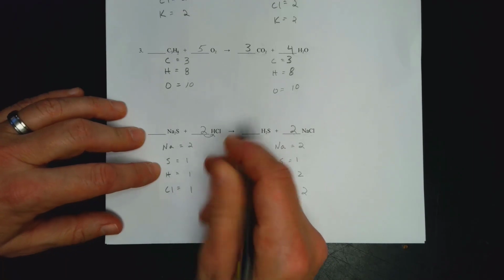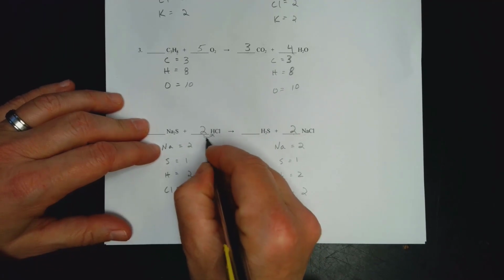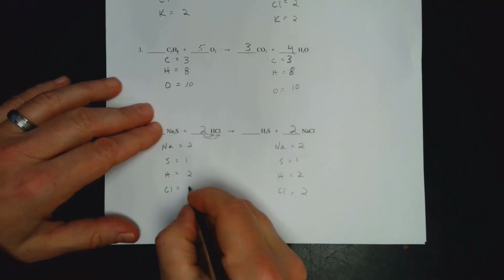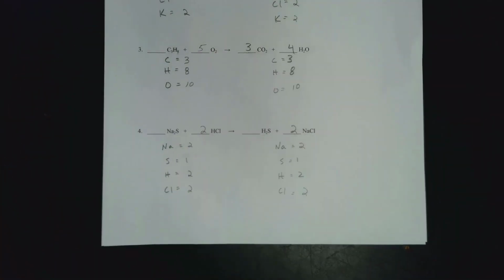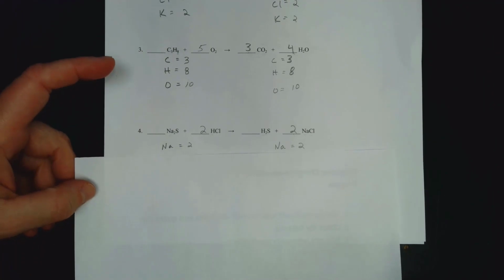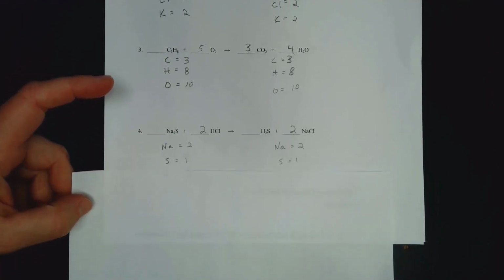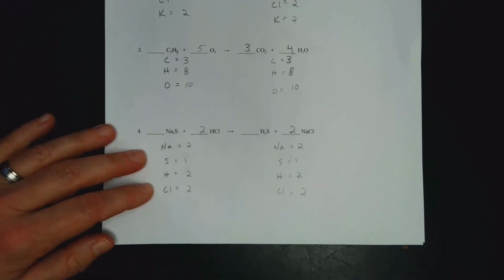So this 2 pertains to the hydrogen, so now I have 2 hydrogens here. This 2 also relates to the chlorine, so I'm going to have 2 chlorines there. So I've updated my quantities, and now it's time to check for balance. I have 2 sodiums, I have 1 sulfur each, I have 2 hydrogens each, and I have 2 chlorines, and I'm done balancing this equation.